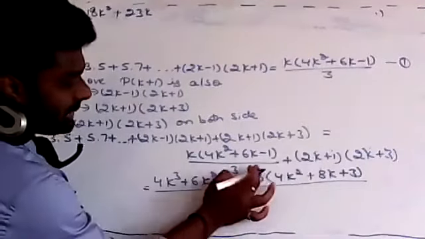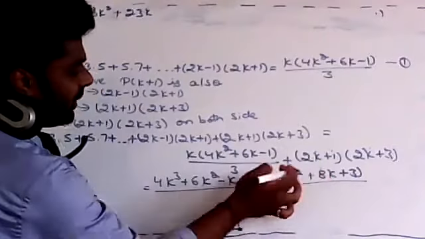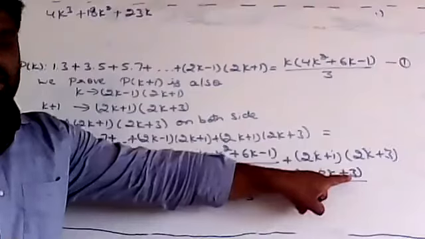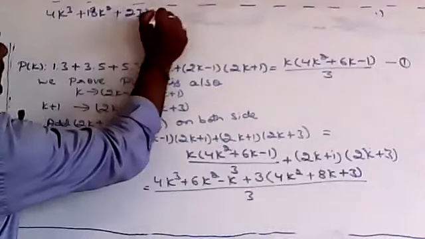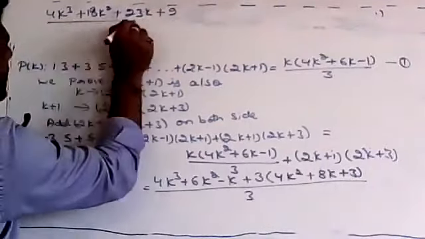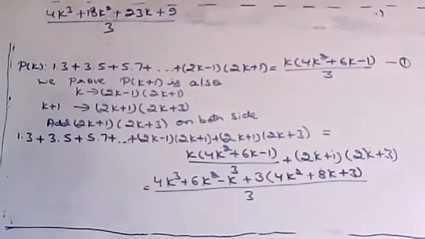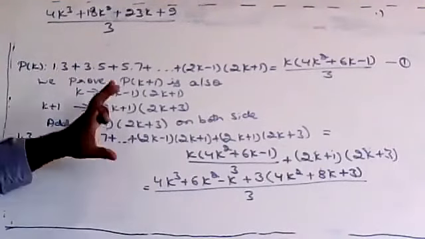So minus k, and 3 8s are 24k. 24k minus k is 23k. Correct? And the last one, 3 3s are 9. Good. 9 divided by 3. Correct? Okay. Up to here, clear this one?